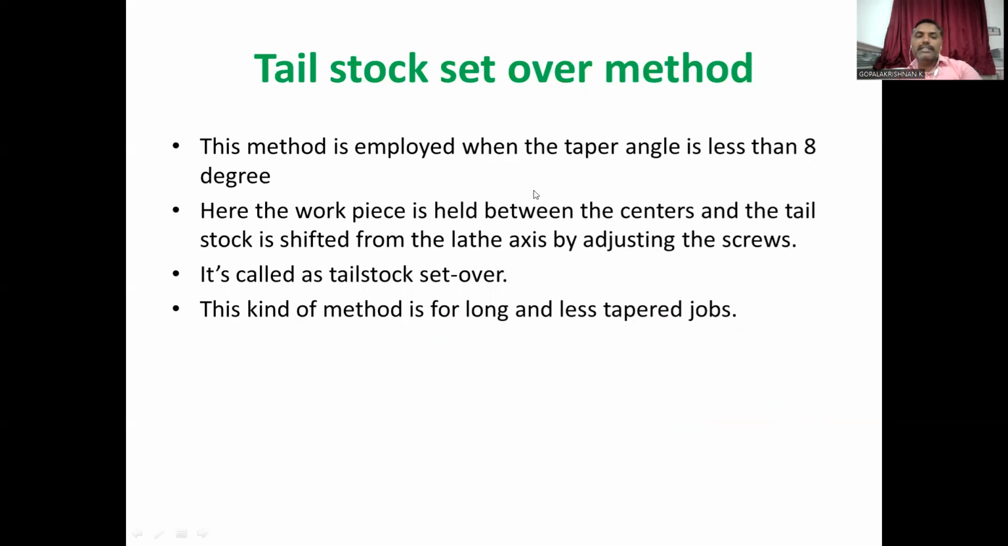Here the workpiece is held between the centers and the tailstock is shifted from the lathe axis by adjusting the screws. It is called tailstock set over. This kind of method is for long and less tapered jobs.